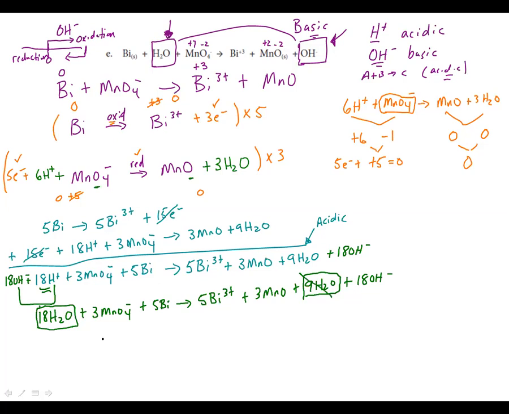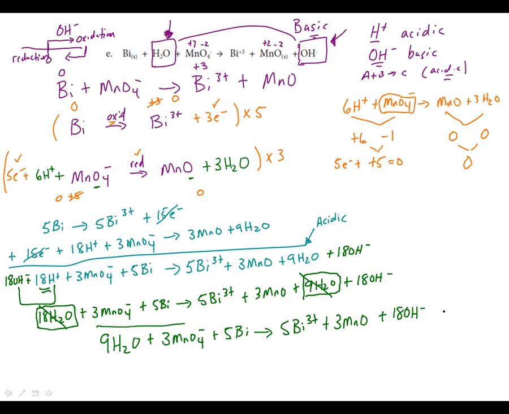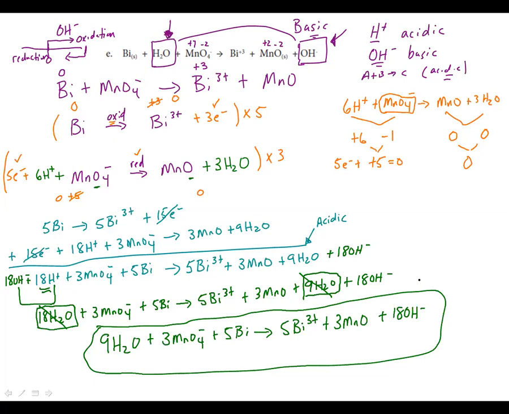When you do that, that's going to leave you 9 waters on the left-hand side, plus our 3 MnO4 minus, plus our 5 Bi, gives you 5 Bi3 plus, 3 MnO2, and 18 OH minuses. And again, if everything went right, which we hope it did, this is it balanced in basic conditions.